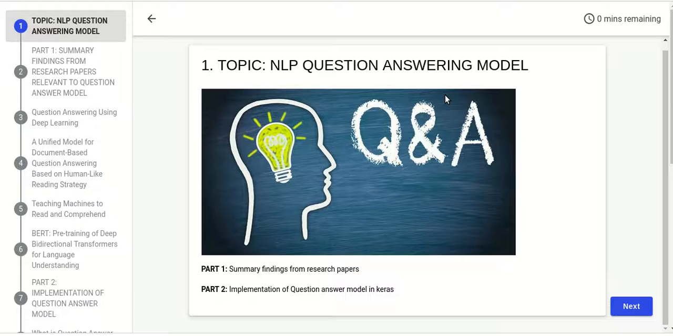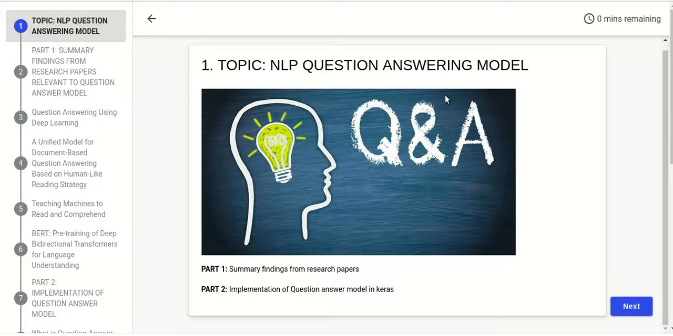One is the research which we had done prior to starting to deal with the implementation of the question answer model. So in the research part, we basically read a couple of research papers which deal with QA model, and then figured out what kind of architecture they had used and what kind of mechanisms and layers they had used for implementing a chatbot on a real time basis.